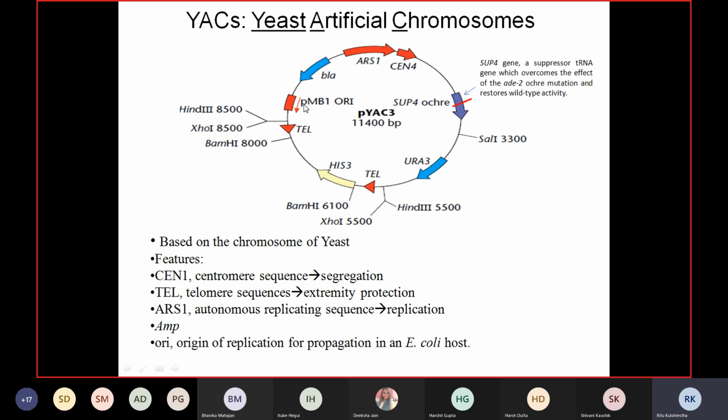So if you see, it does have the origin of replication for the plasmid. So it means that I can maintain my YAC and work with it very comfortably while it is in the plasmid, in the bacteria. And I can also maintain it in yeast cells in the form of a chromosome. So this also we just discussed. What else is there? It has this BLA antibiotic resistance gene for it to be maintained in bacteria.